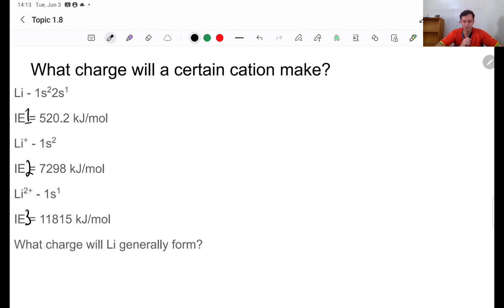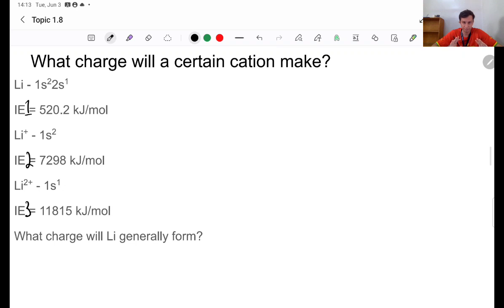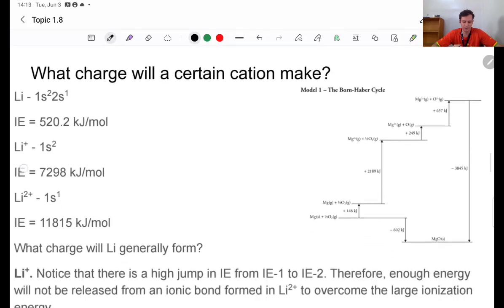What charge will lithium generally form? Looking at this, be able to answer and explain the data and why. So go ahead and pause this video and think about it, and then when you unpause it, we can go over the answer. Okay, hopefully you paused the video.